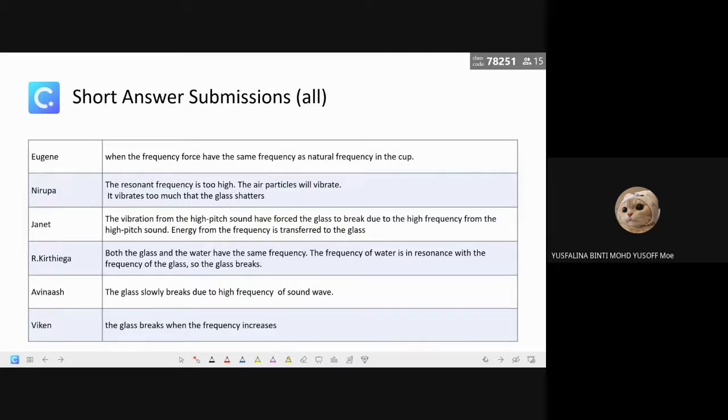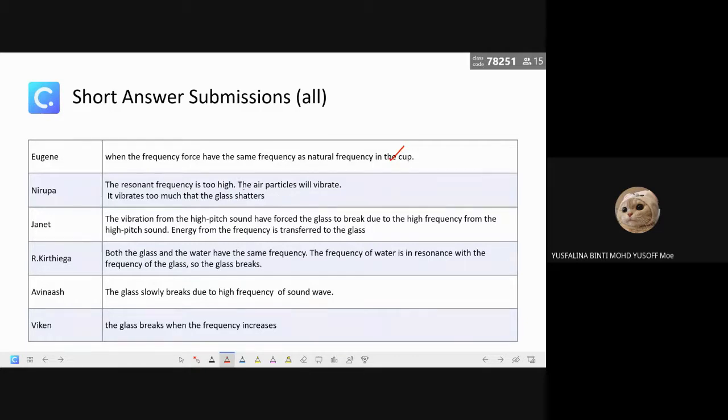When the frequency of the force, because this one is sound, the frequency of sound, is the same as the natural frequency in the cup, the resonant frequency is too high. The air particles vibrate so much that the glass shatters. For this one, you have to say natural frequency: the frequency of the sound is the same as the natural frequency of the glass, then it will start to vibrate, then it will vibrate with the maximum amplitude and the glass will break.